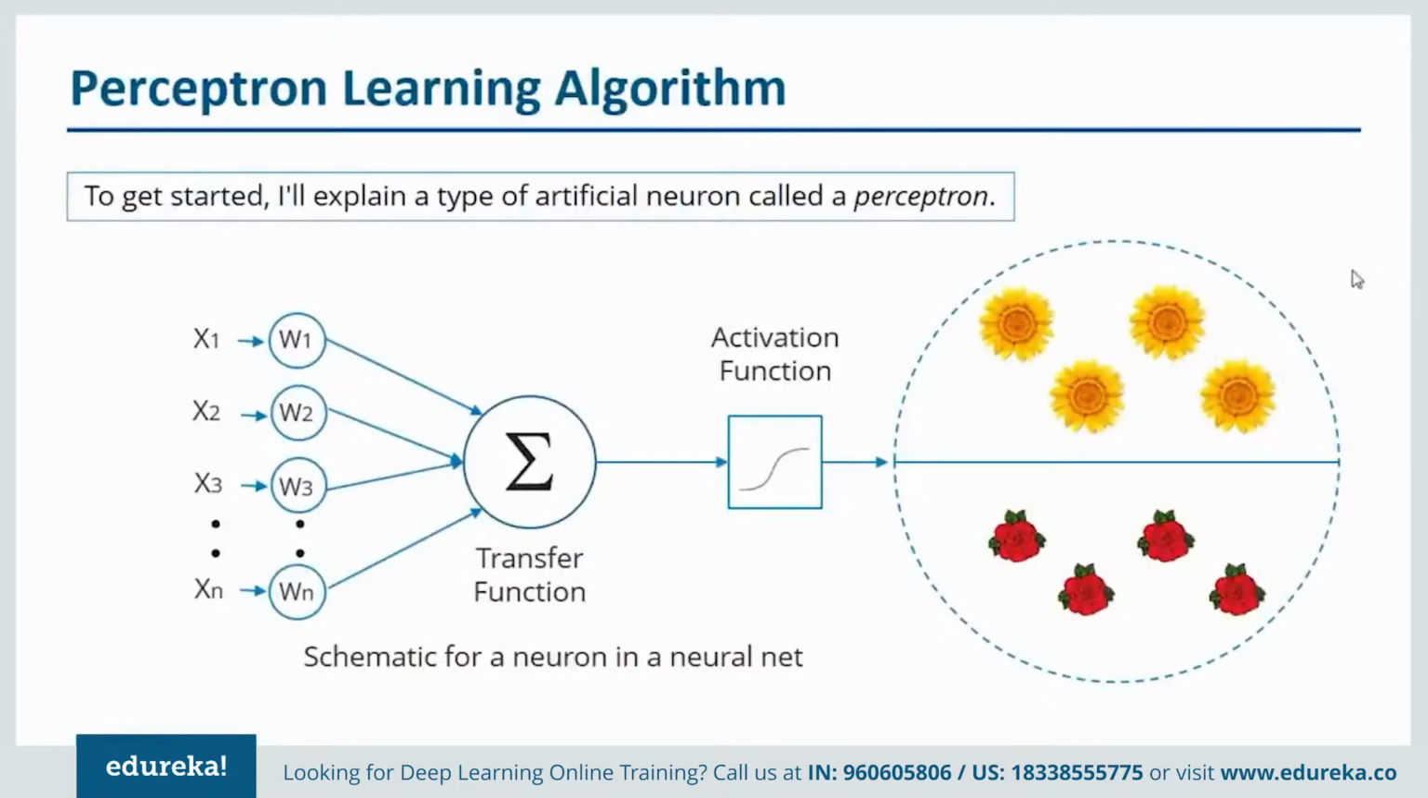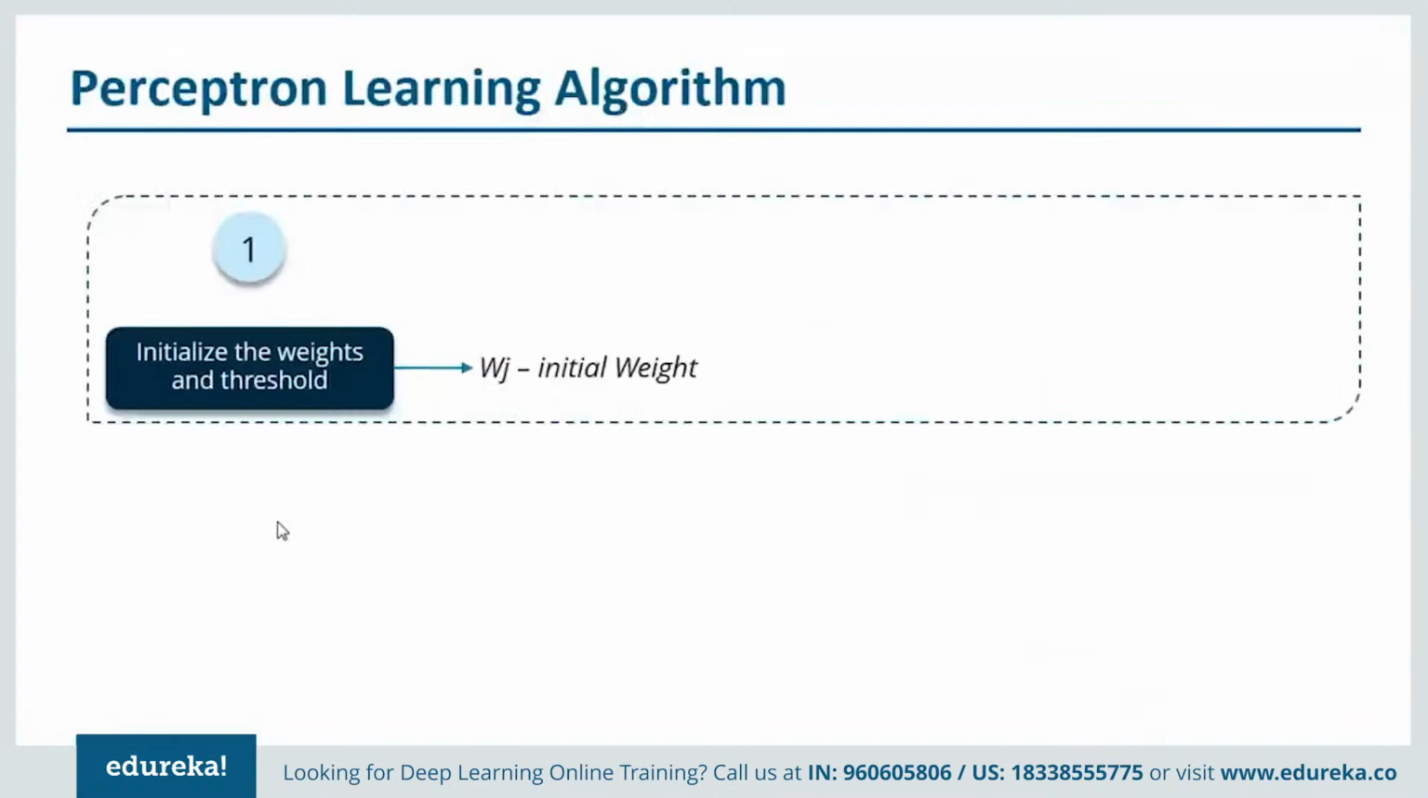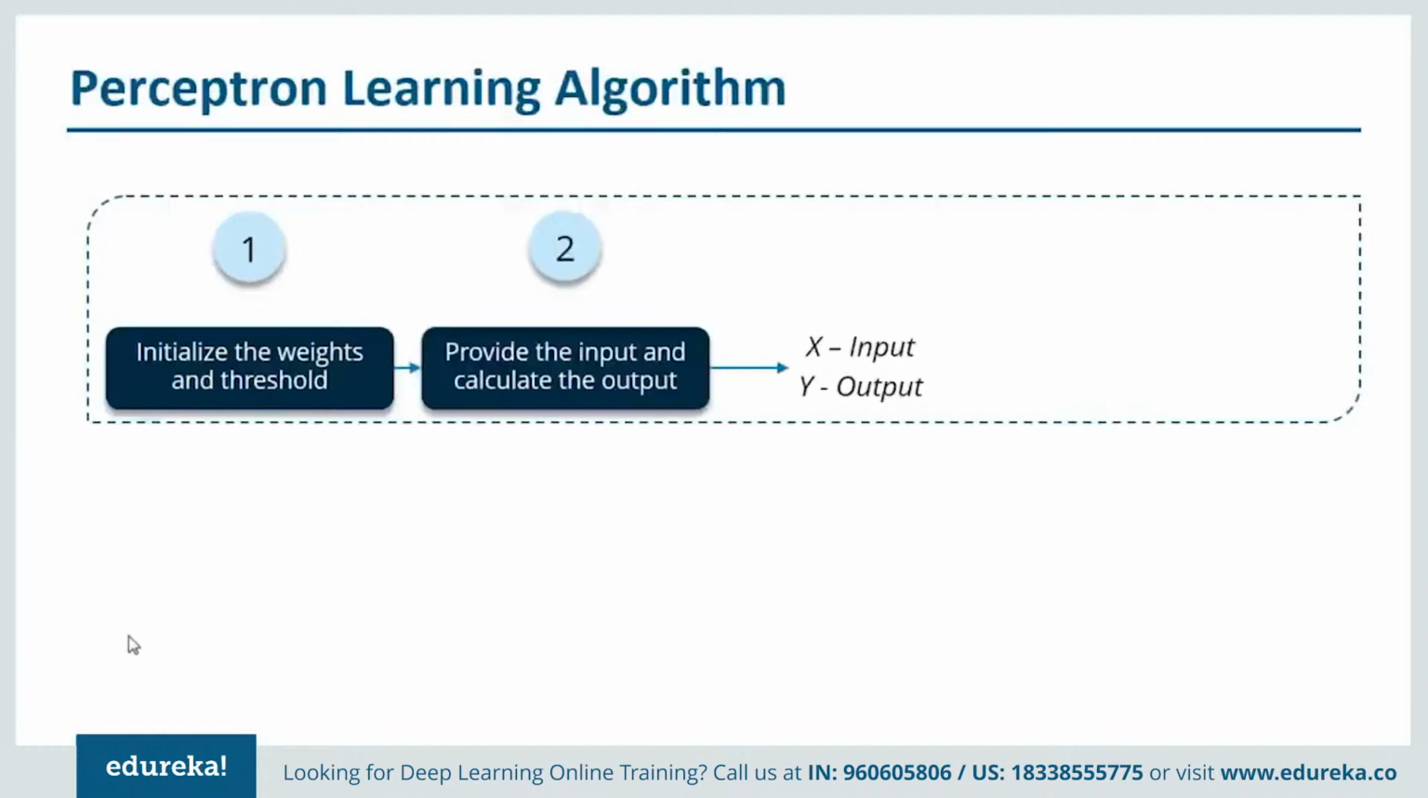Now there's an algorithm on which it works, so let me explain that. The first thing we do is initialize the weights and the threshold. These weights can be a small number or a random number, and can even be zero. It depends on the use case that we have. Then we provide the input and calculate the output. When we are training our artificial neuron, we have the output values for a particular set of inputs, so we know the output value. But we give the input and see what the output of our particular neuron will be.